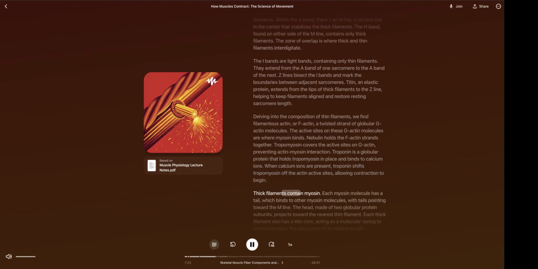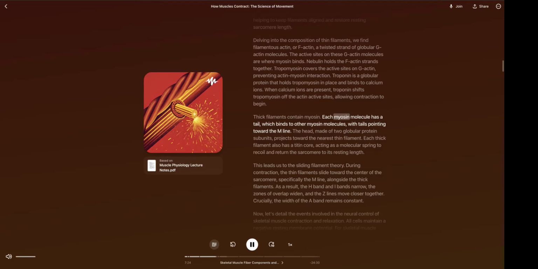Thick filaments contain myosin. Each myosin molecule has a tail, which binds to other myosin molecules, with tails pointing toward the M line. The head, made of two globular protein subunits, projects toward the nearest thin filament. Each thick filament also has a titin core, acting as a molecular spring to recoil and return the sarcomere to its resting length. This leads us to the sliding filament theory.